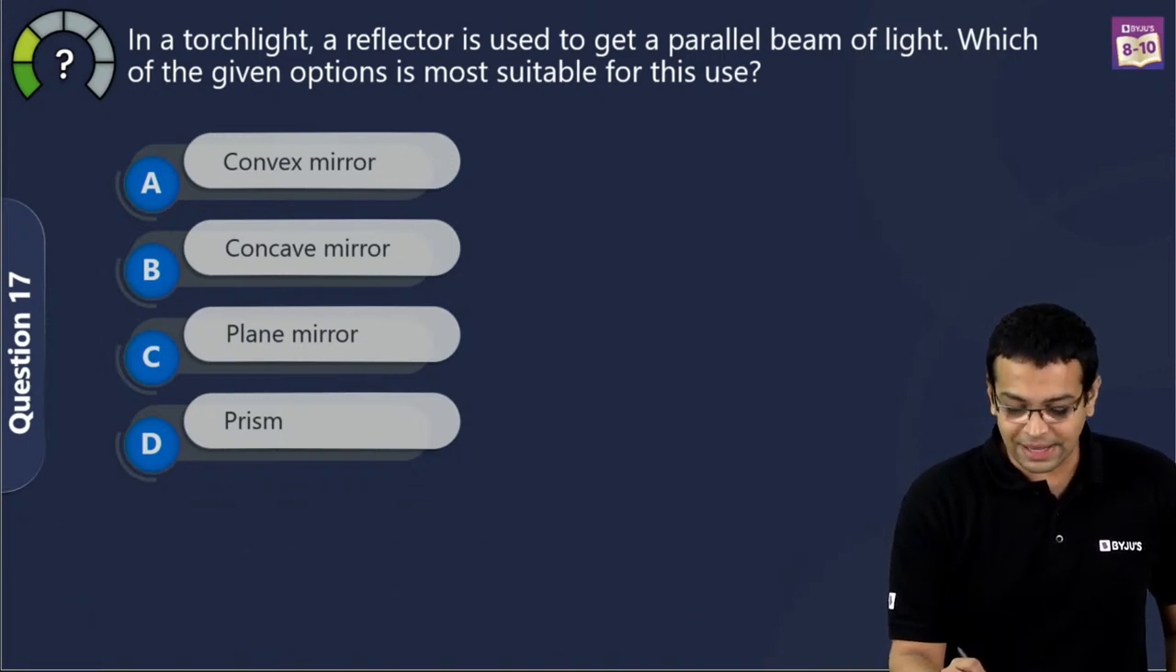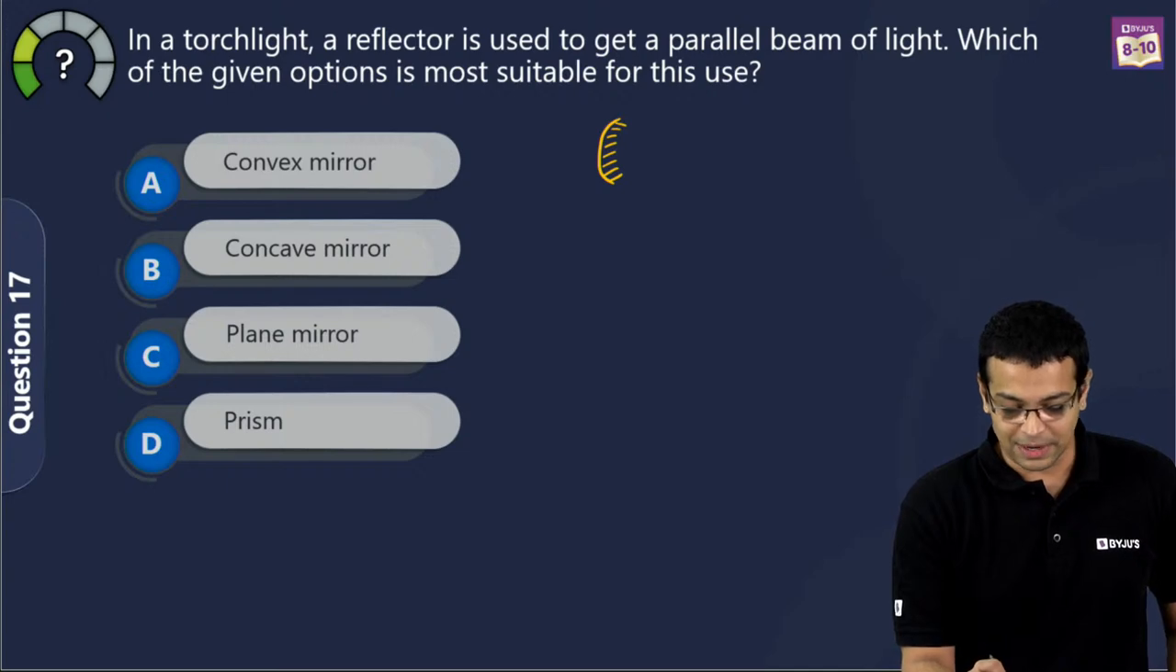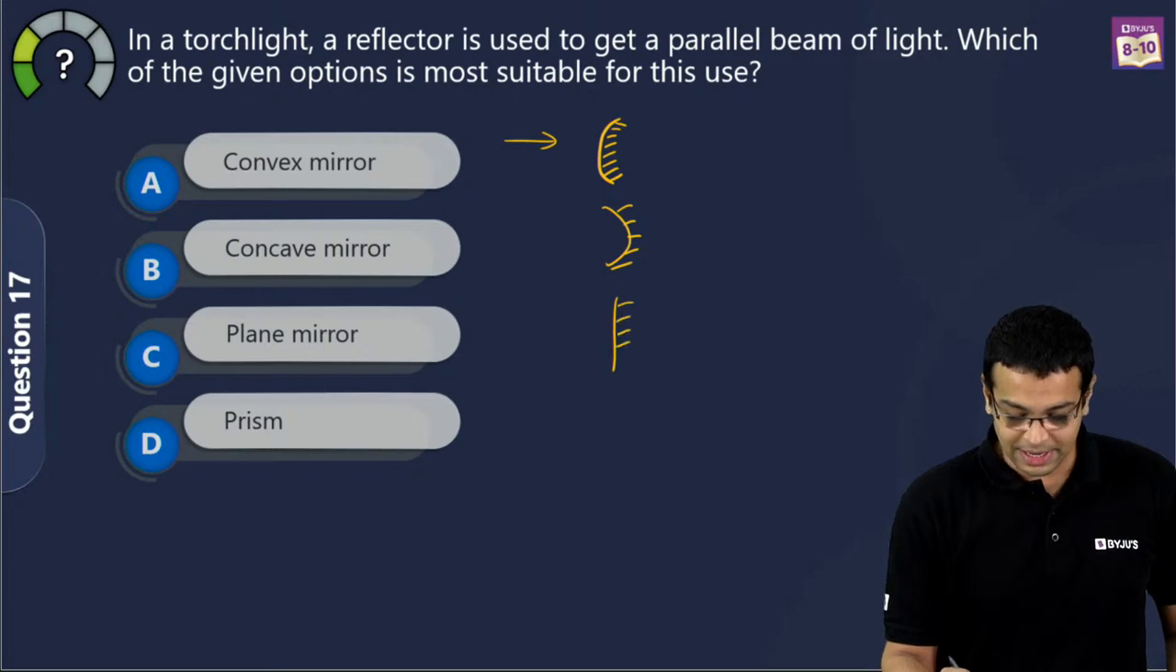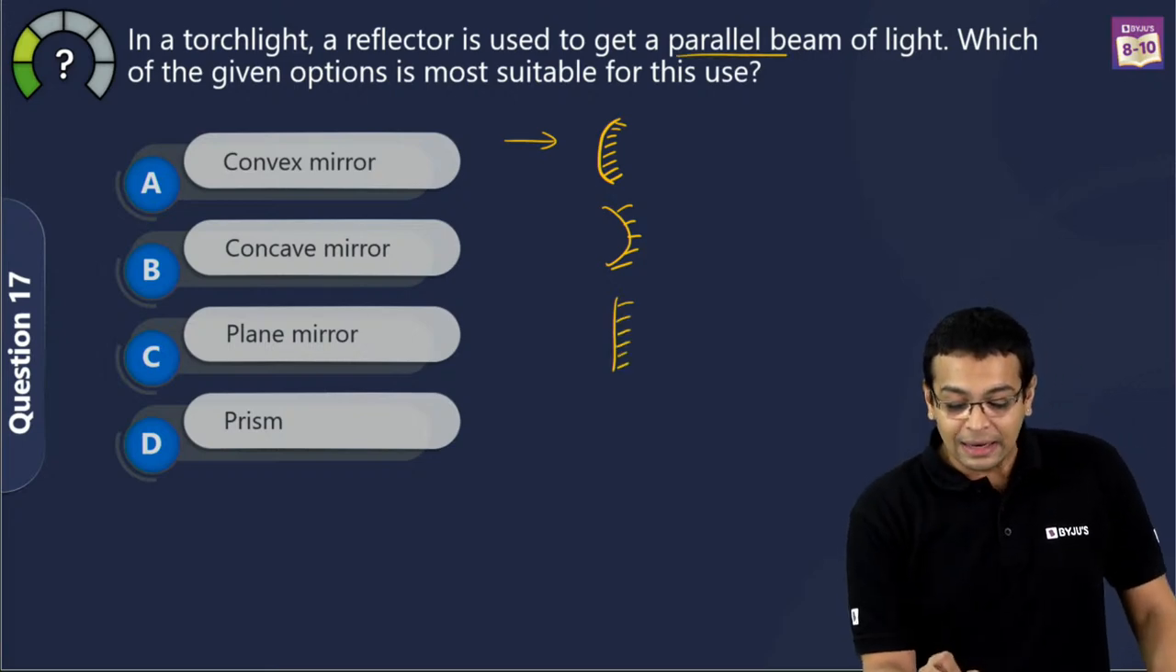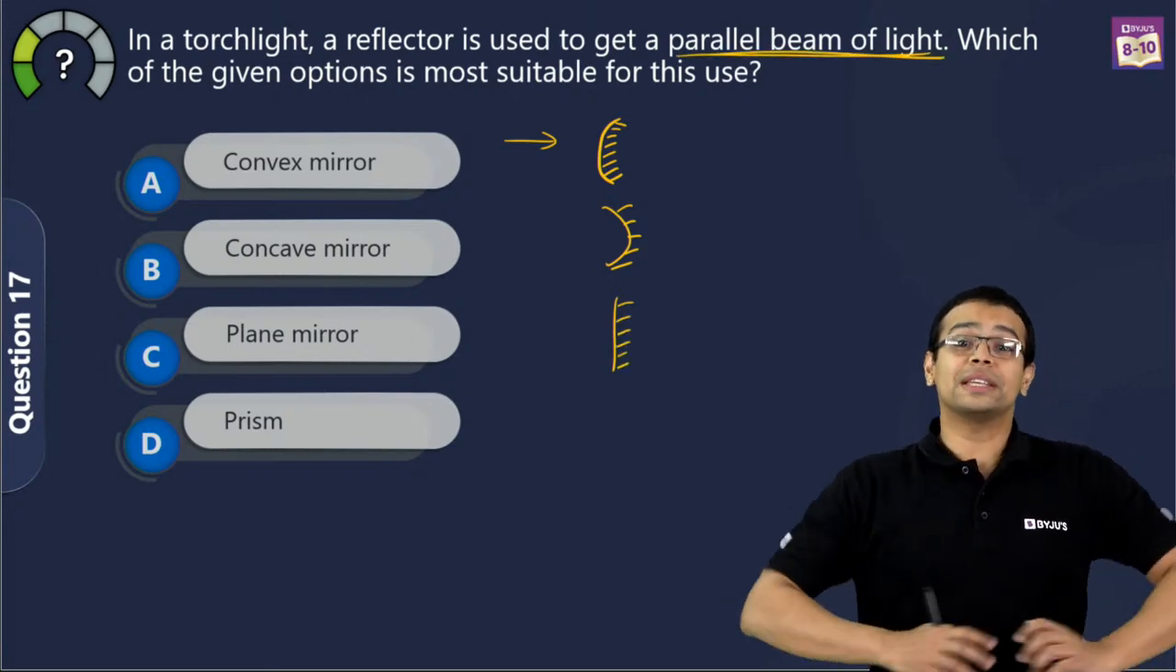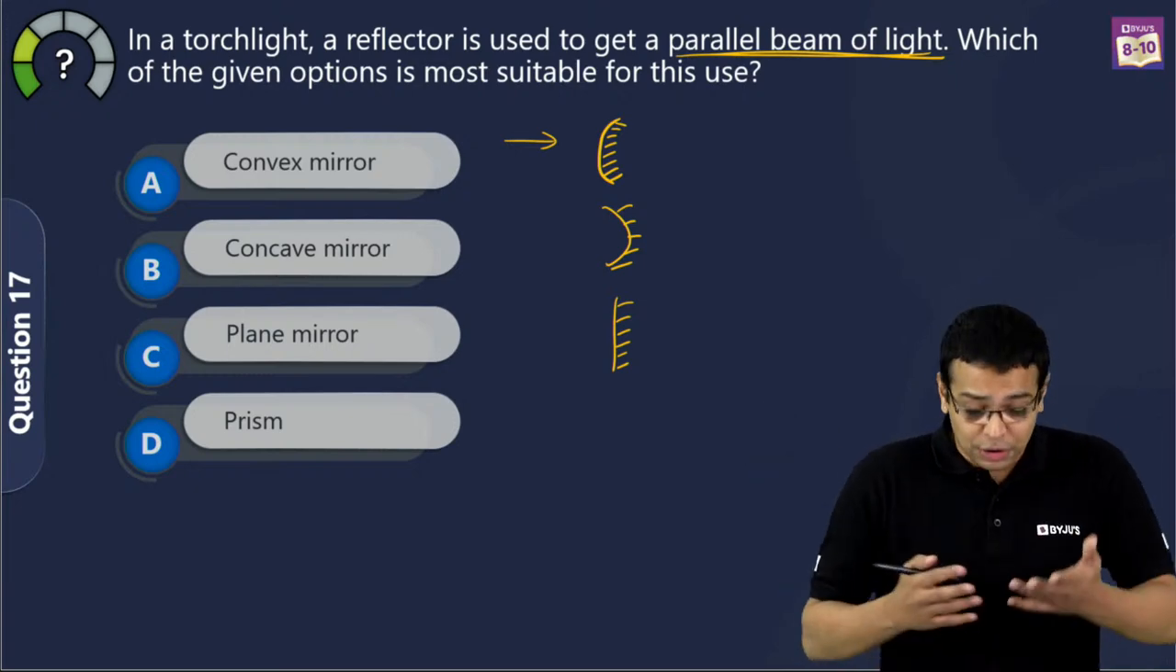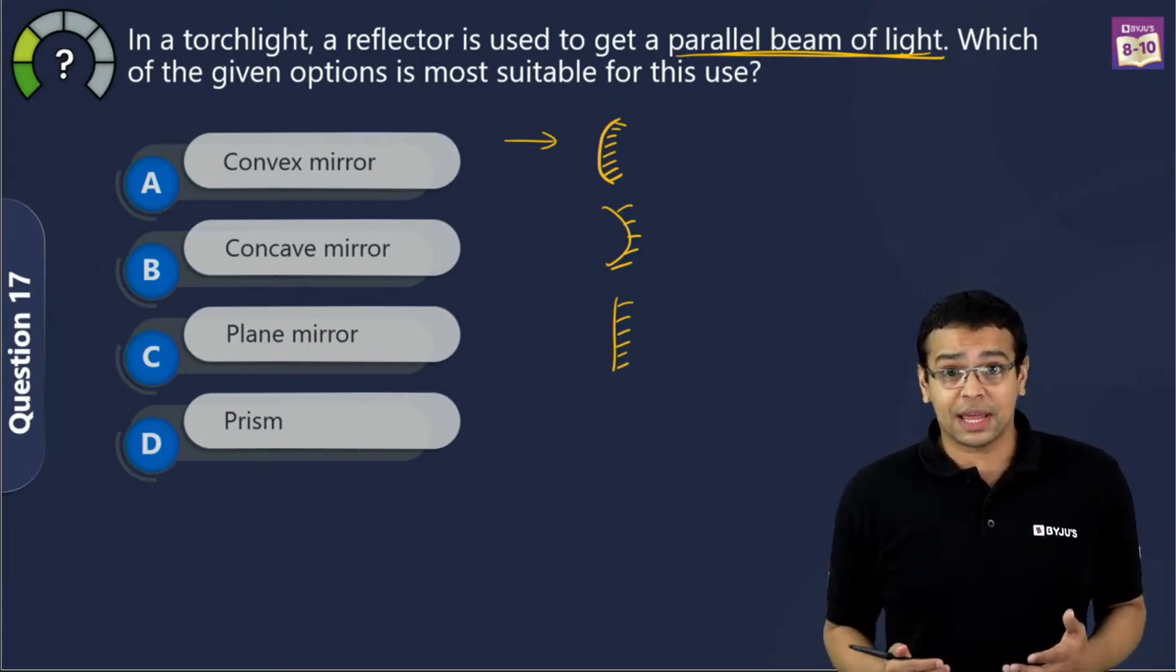What is a convex mirror? That's basically a mirror this way, right? Assuming light is being incident from here. What is a concave mirror? It's this. What is a plane mirror? It's this. If I need parallel beam of light, it basically needs to take diverging things and converge it. Which of these is a converging mirror? That's all the question is.